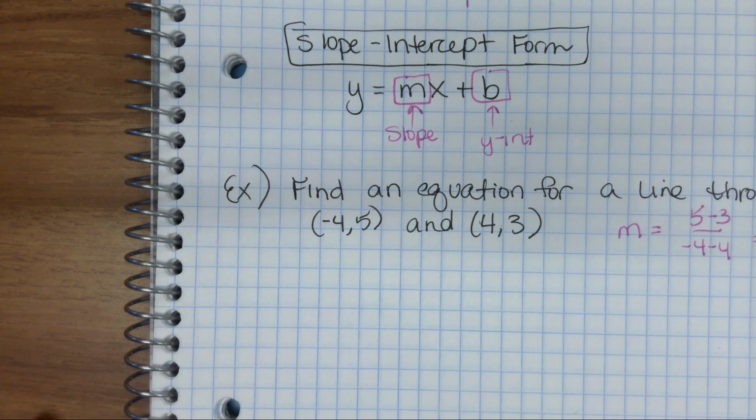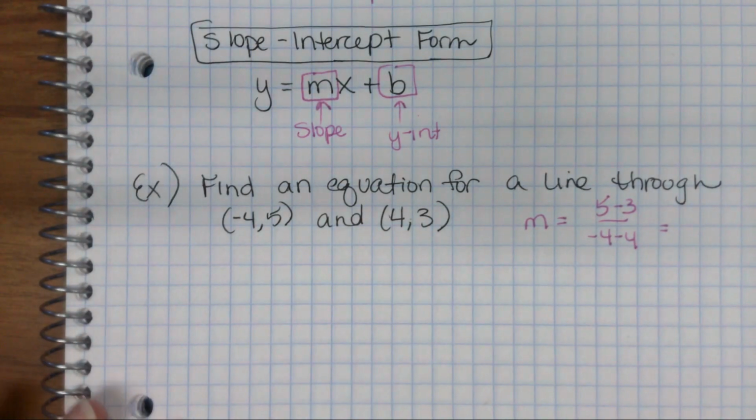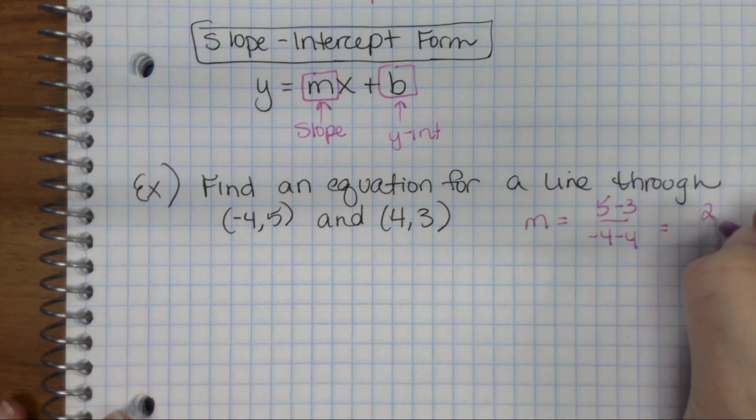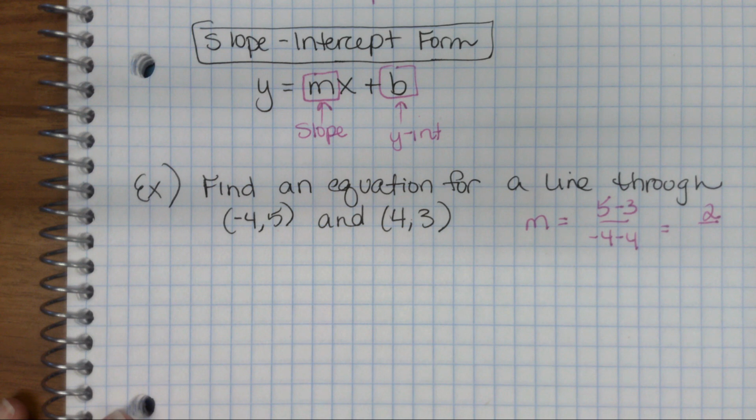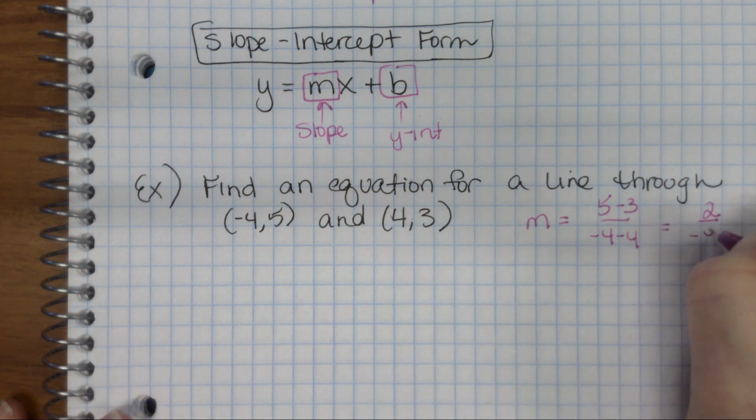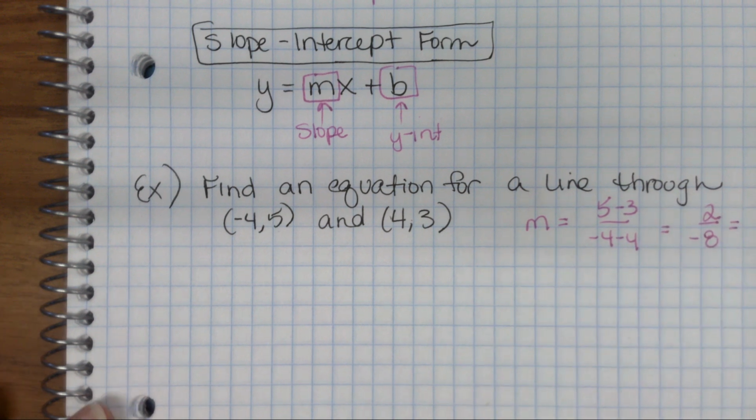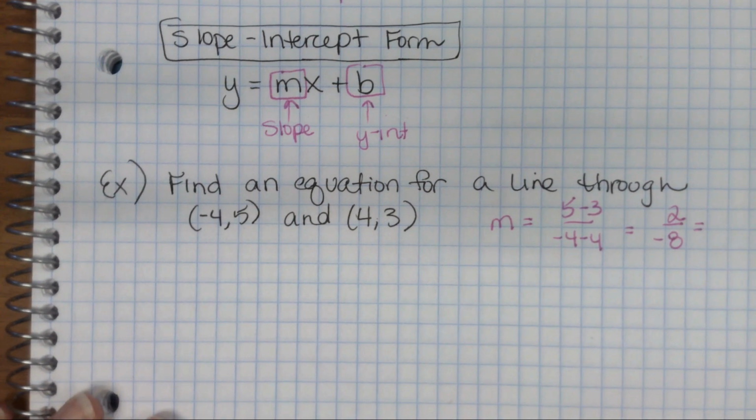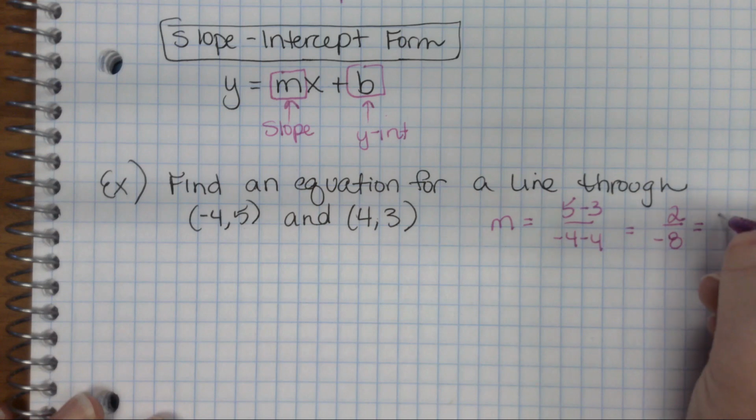All right. What's 5 minus 3? 2. Don't say that's 0, please. -8. Let's leave it as a fraction. We reduce. Let's divide top and bottom by 2. That's -1/4.